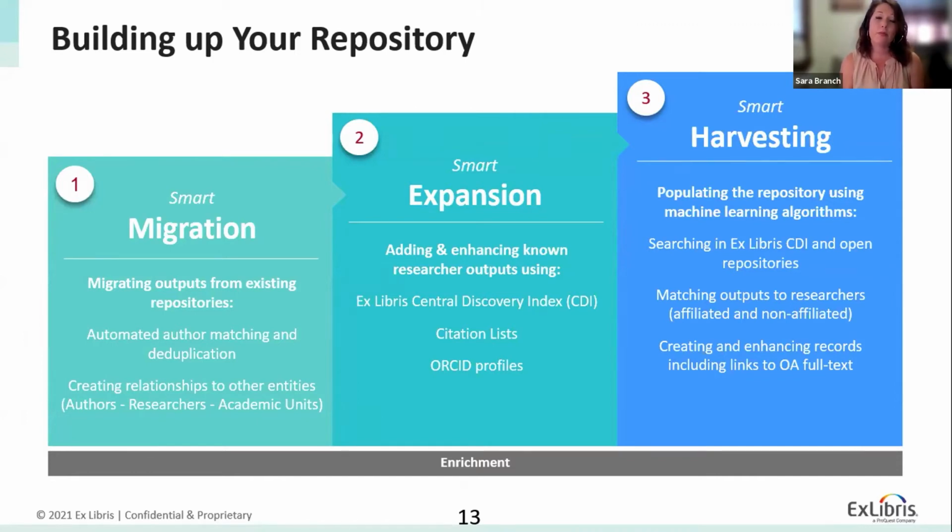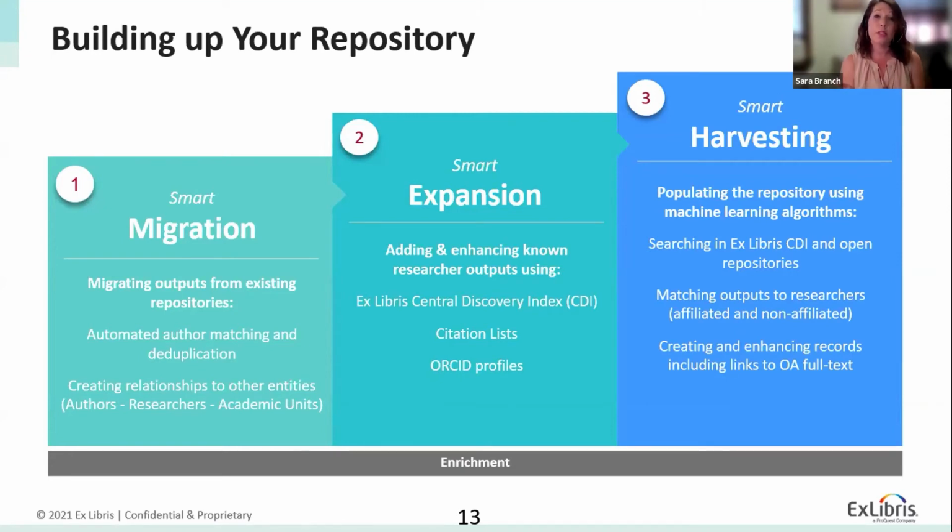The second step of that is what we call smart expansion. And this is where we can leverage any existing information that you have about content you know belongs to your researchers. So we can take identifiers like DOI or PubMed IDs from existing citation lists or faculty reporting systems or even ORCID profiles. All that content that you already know is out there, you already know exists, and you just need the metadata for it. We can do that and we can import directly from the CDI.